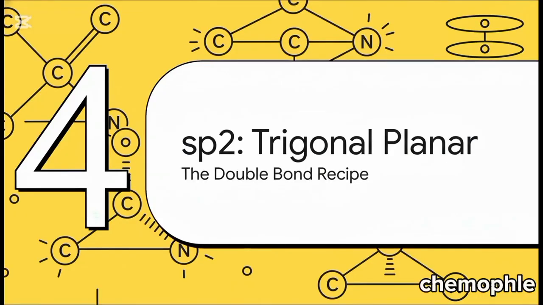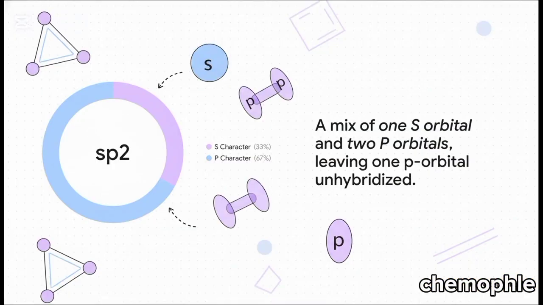Okay, let's move on to the next case, sp2 hybridization. We're about to see how a different recipe builds a totally different kind of structure. This is what carbon does when it needs to form a double bond. And just like before, the name is the recipe. For sp2, we're mixing 1 s orbital with just 2 of the p orbitals. That means our new hybrids are about 33% s and 67% p.